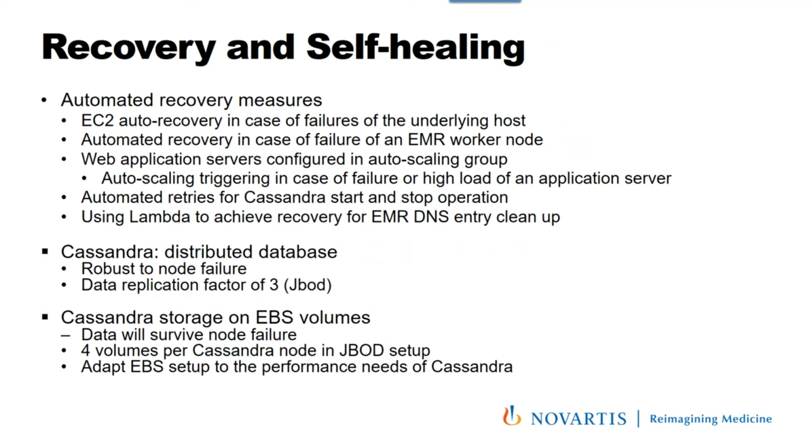Cool. Now here's the really important part of this entire infrastructure, our recovery and self-healing. For the recovery and self-healing aspects of MPDA, we have automated recovery measures, which include EC2 auto recovery, EMR node recovery, web app auto scaling, and automated retries for Cassandra. So essentially, we're stopping and starting Cassandra when we don't need it. When jobs are running, it can start up very quickly.